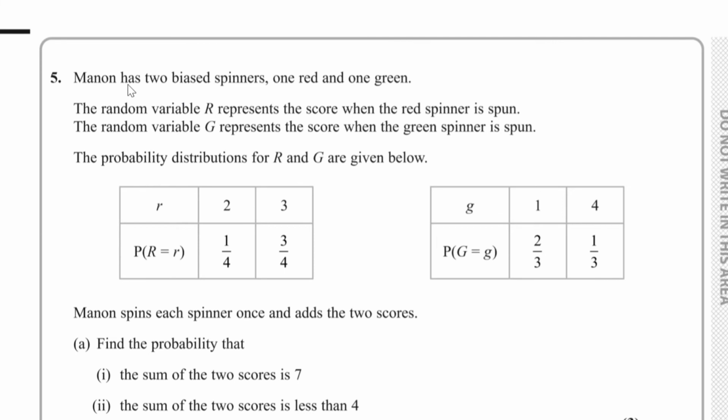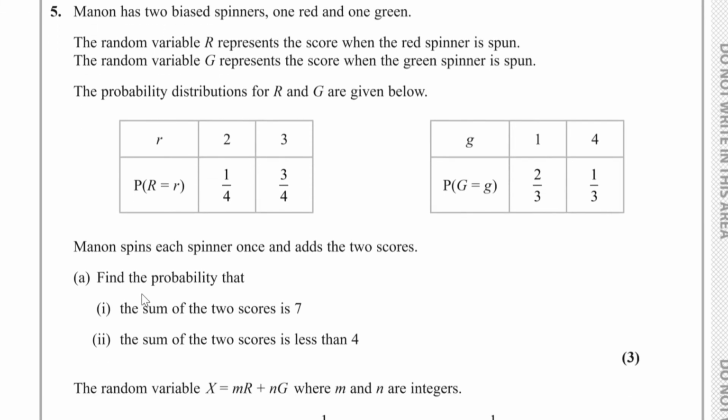Question number 5. Manon has two biased spinners, one red and one green. The random variable R represents the score when the red spinner is spun. The random variable G represents the score when this green spinner is spun. The probability distributions for R and G are given below. The probability that R equals 2 is a quarter. The probability that R equals 3 is 3/4. The probability that G equals 1 is 2/3. The probability that G equals 4 is 1/3. Manon spins each spinner once and then adds the two scores.